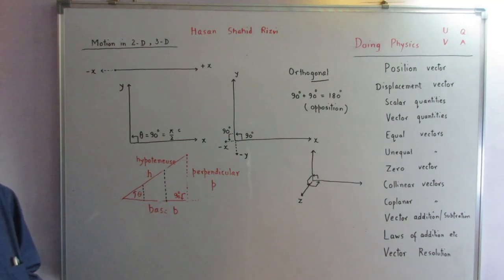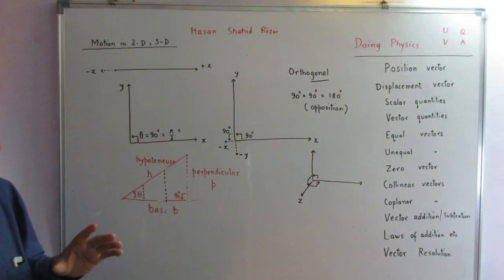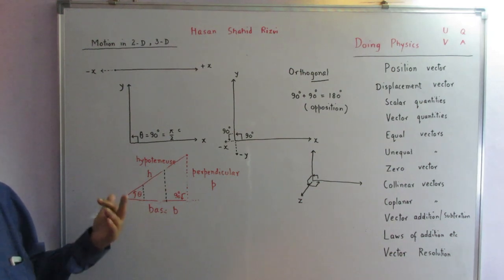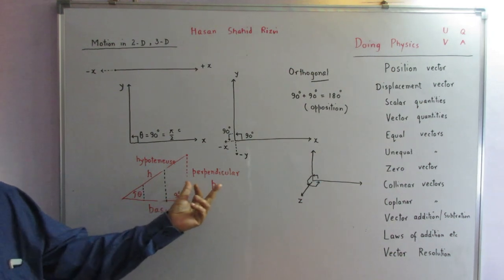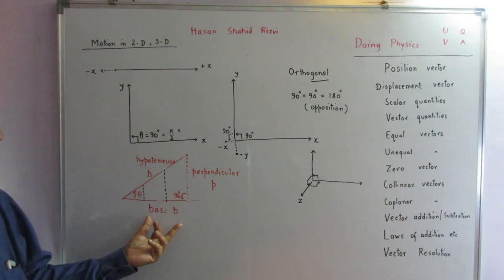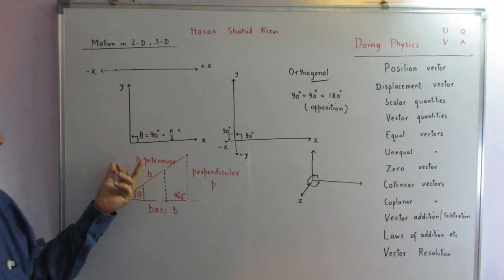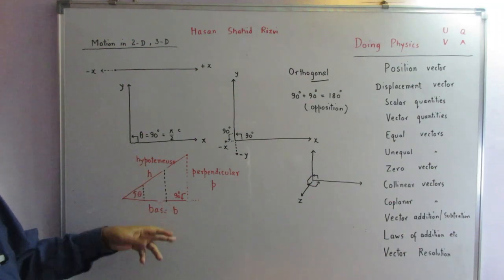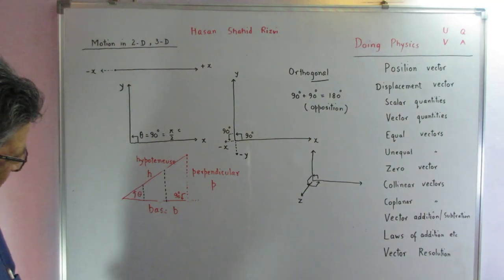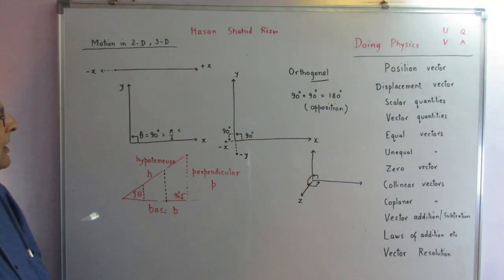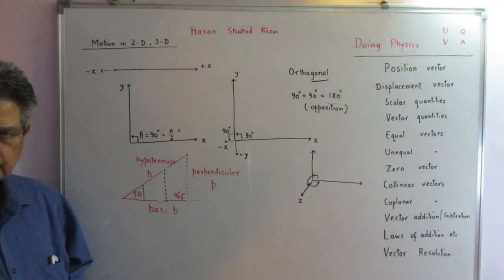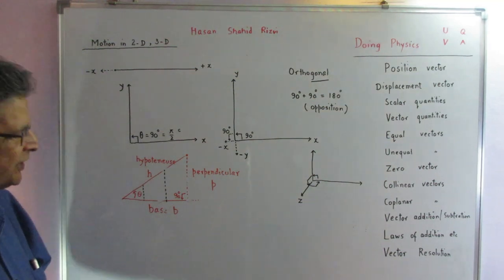So there is an element of proportionality between base and hypotenuse, base and perpendicular, perpendicular and hypotenuse, hypotenuse and base, or the inverse, base and hypotenuse, etc., etc. So then we define certain trigonometrical quantities which are nothing but ratios.